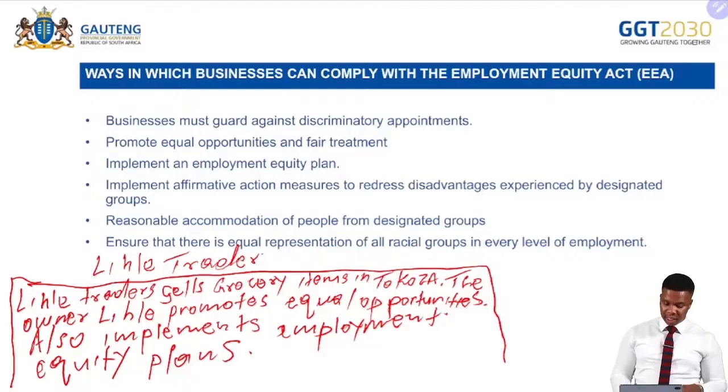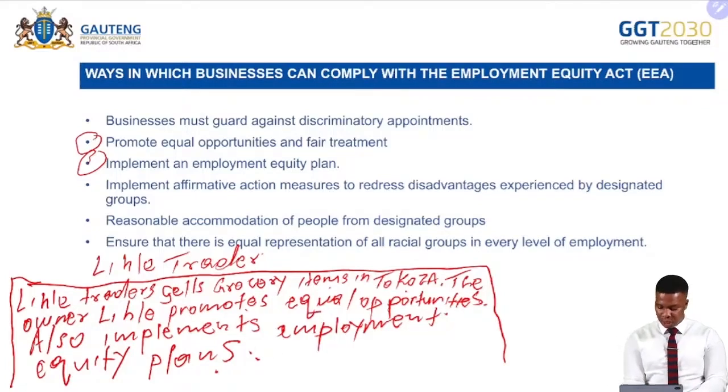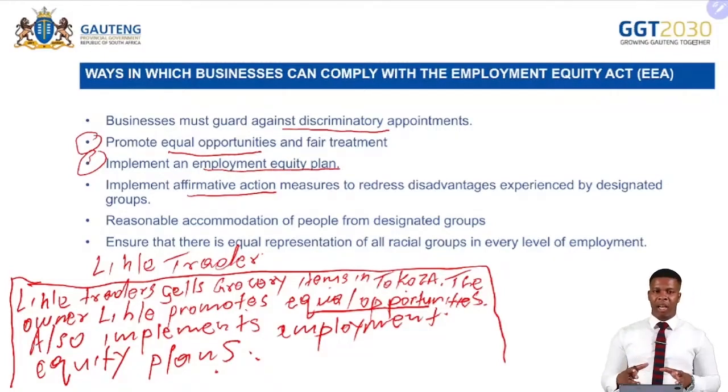So this is our scenario. Lihle Traders sells grocery items in Thokoza. The owner Lihle promotes equal opportunities, also implements employment equity plans. Which 2 points did we use to develop our scenario? We used promoting equal opportunities, and implementing an employment equity plan. If a question comes, it would say identify the act applicable to the scenario and motivate your answer by quoting from the scenario. Because they're talking about promoting equal opportunities, this becomes your keyword. Discriminatory appointments, affirmative action become your keywords. Employment equity plan becomes your keyword in developing the scenario for the examiner.